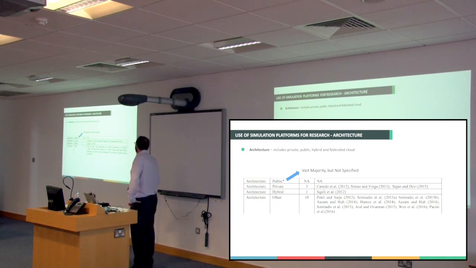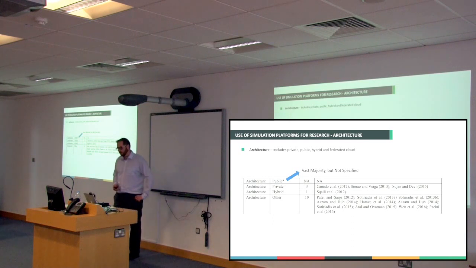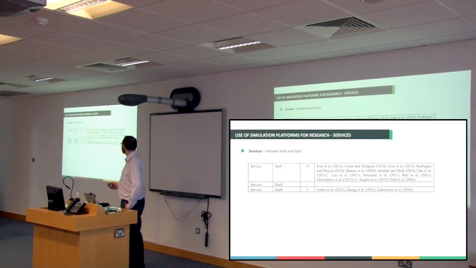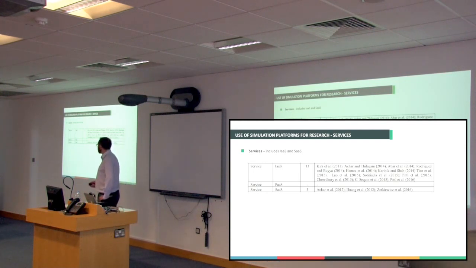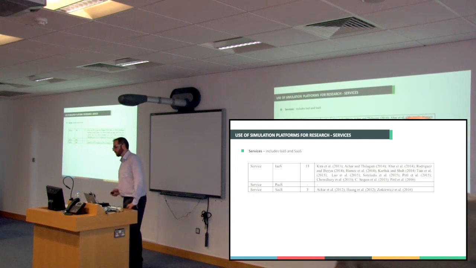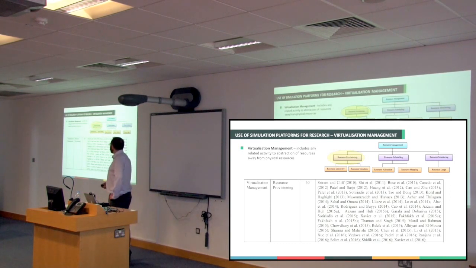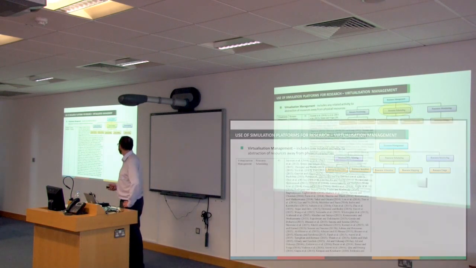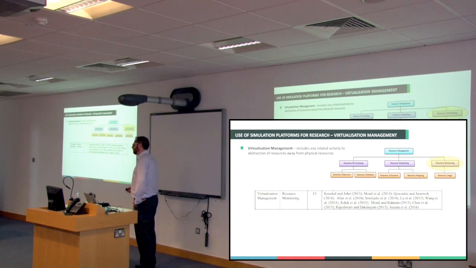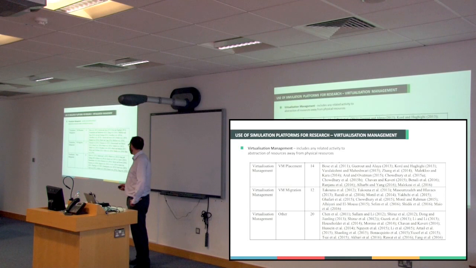In terms of architecture, that includes private, public, hybrid, and federated cloud. The vast majority were public cloud. Private cloud was 3, 1 was hybrid, and 10 were other. Services include IaaS, PaaS, and SaaS. 13 were at the infrastructure as a service level, and for software as a service, 3 could be classified as that. In terms of virtualization and resource management, for resource provisioning, 49 papers. Resource scheduling was 91 papers. And resource monitoring, 13. So by far most were simulation for scheduling of resources. And there's 14 for VM placement, 12 for VM migration, and 20 for other.